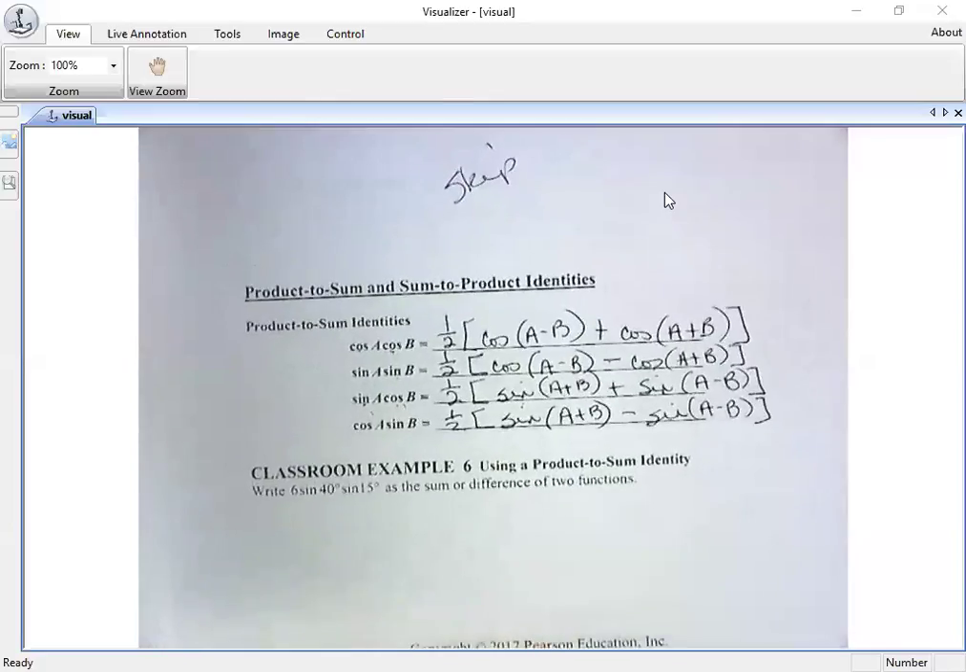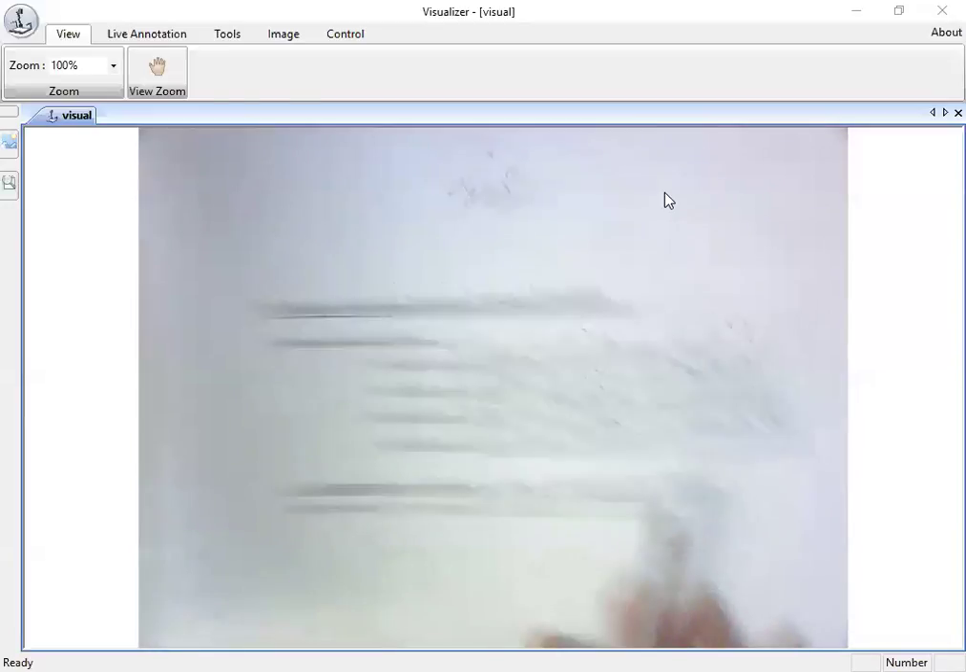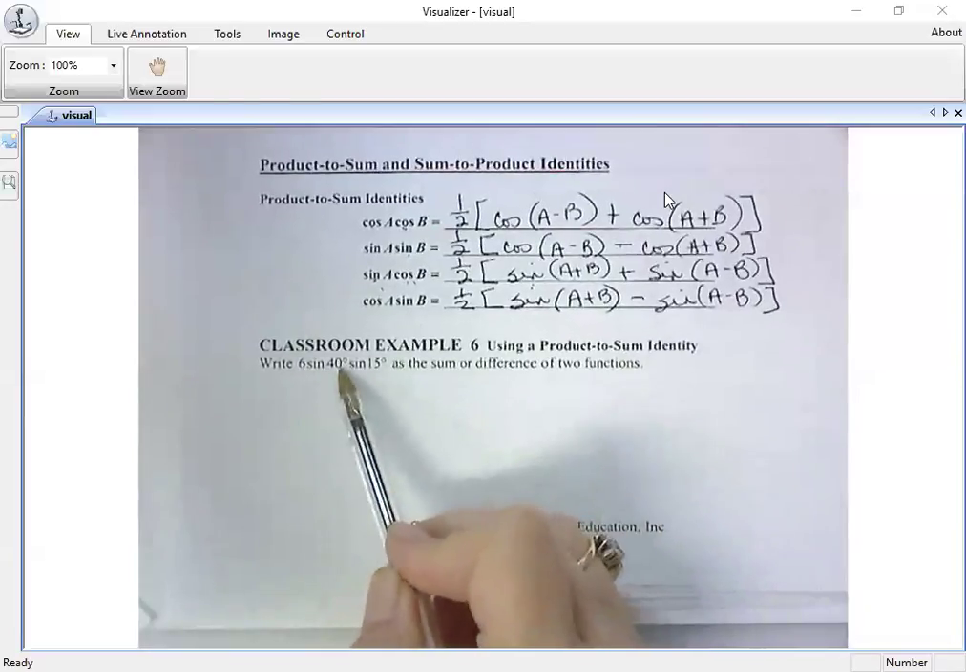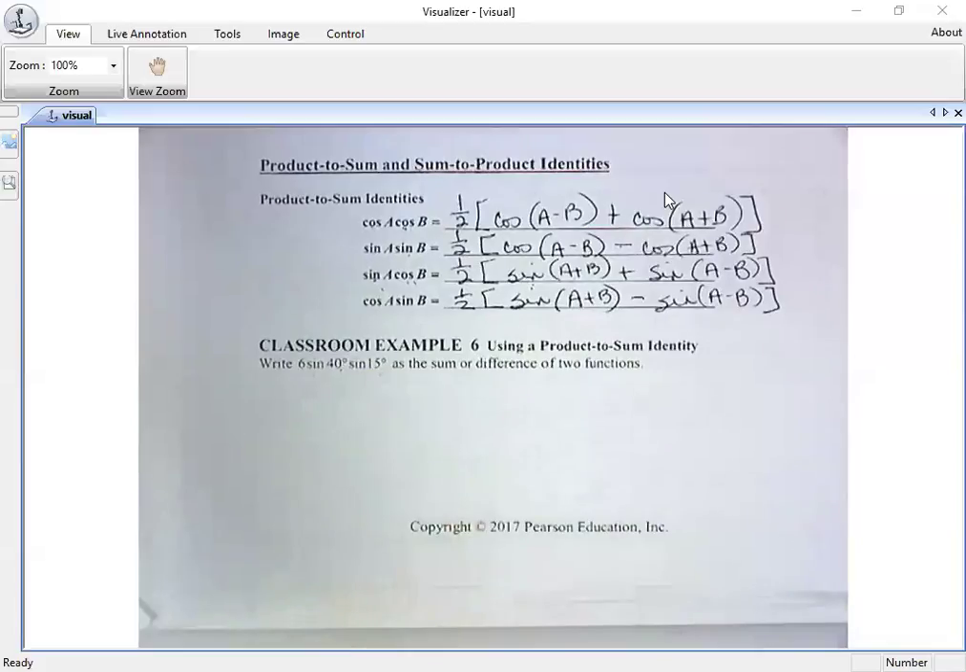Okay, using a product to sum identity. So let's see if we can figure out what we could do with this one. It says write 6 times the sine of 40 degrees times the sine of 15 degrees as the sum or difference of two functions. Now, if these had been special right angles, like sine 60 times sine 30, would we be able to just plug in and solve it? Yes, we would. But since it's not, we're going to see if using the product to sum identity would give us something we would know how to evaluate.